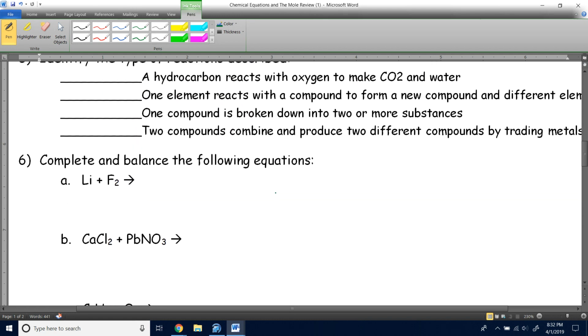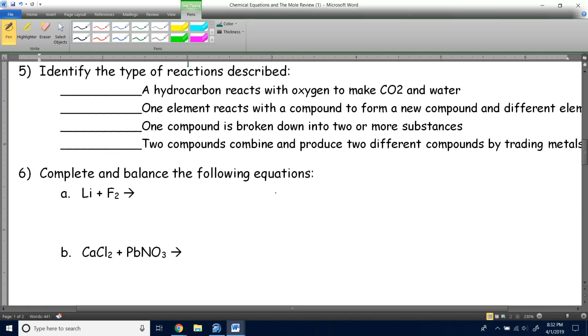So let's go ahead and start with number 5. Number 5, we're going to identify these types of reactions, okay? Let's read these aloud and start thinking about it. So a hydrocarbon, what this means is a CH molecule, okay? This is a hydrocarbon, CH.